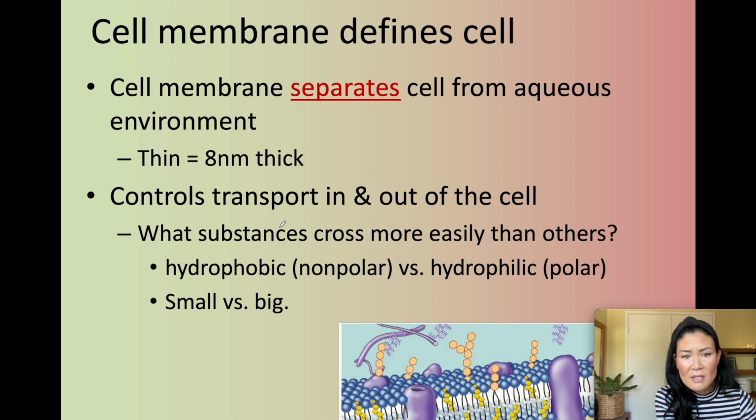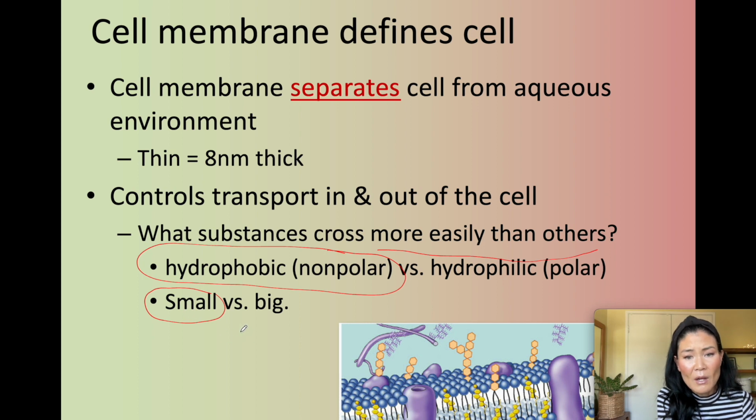So what substances can cross more easily than others? We just said how the phospholipid bilayer is impermeable to polar substances, so it's only going to let hydrophobic, non-polar substances in easily, slip through the phospholipid bilayer, and also the molecules have to be small, okay? We're going to be talking about how polar molecules get in, how big molecules can get in.